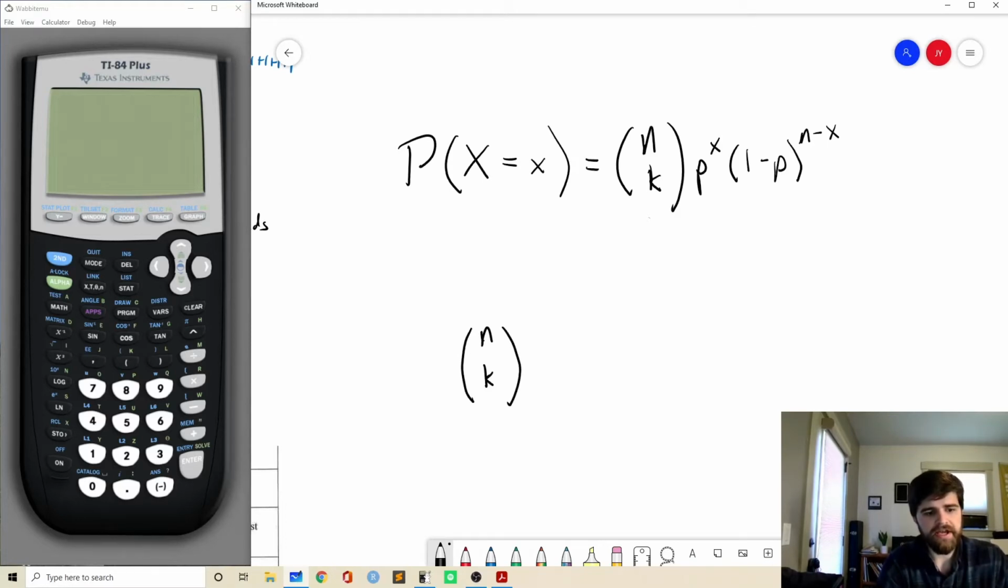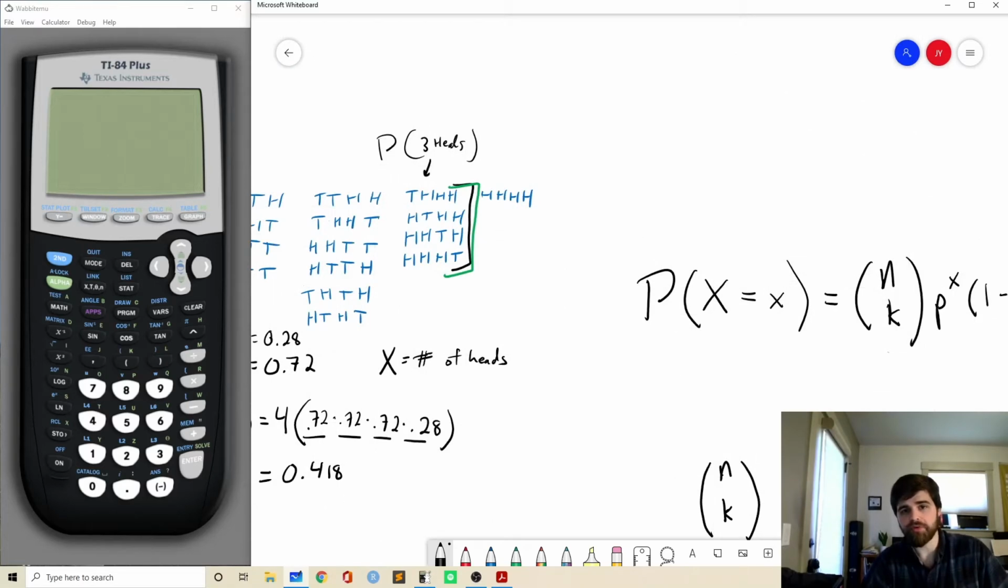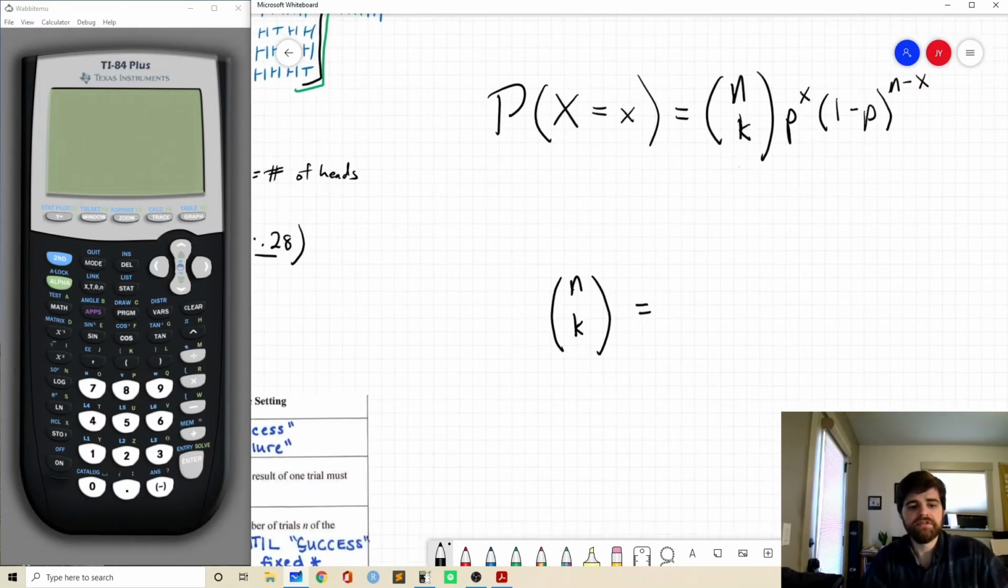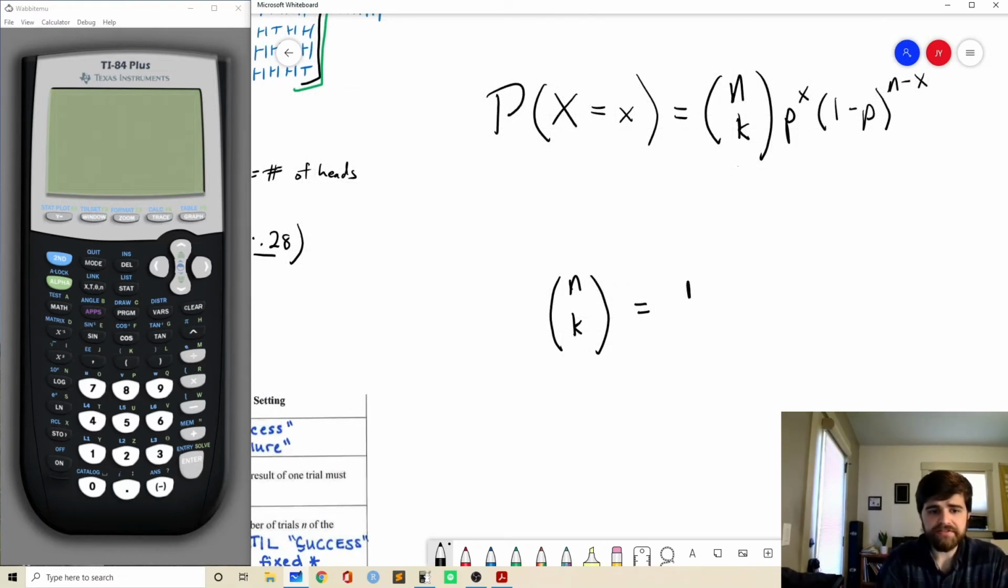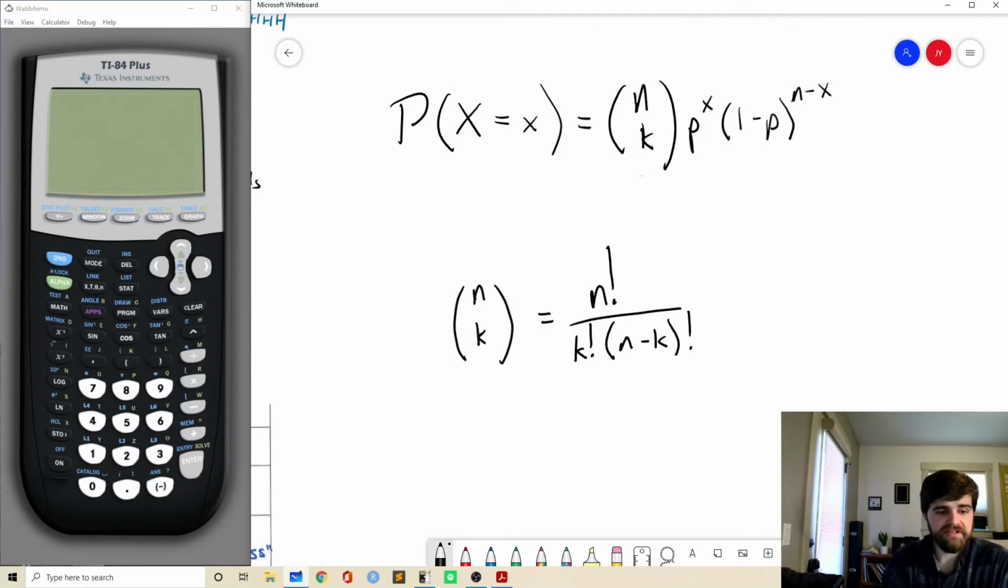And n choose k is basically saying, if we have n number of trials, how many different ways are there to combine k successes? In other words, if I say I'm going to flip the coin 4 times, how many different ways are there to get 3 heads? So there's a way to calculate this. We take n factorial divided by k factorial times n minus k factorial. You might be wondering, what does an exclamation point mean?